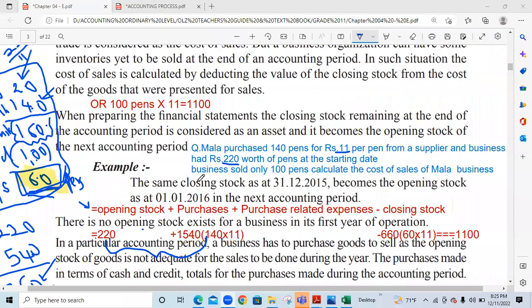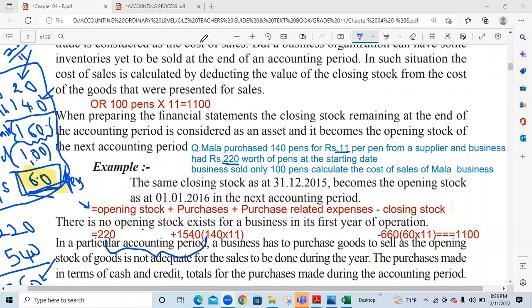Now guys, let's quickly continue. When preparing financial statements, closing stock at the end of the period is considered an asset. Guys, the stock which is remaining at the end is an asset to the business, right? Why? Because in the future, they can sell it and get money. The 60 pens which are still remaining in the business can be sold to get some income in the future. So it will give you future benefits. That's why we say it's an asset. So closing stock is a current asset. Can you write it somewhere?